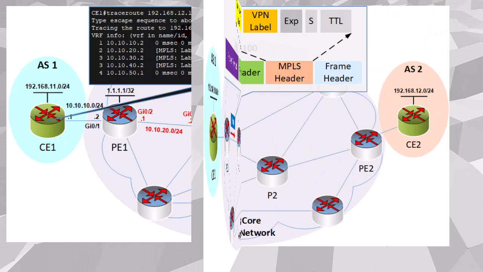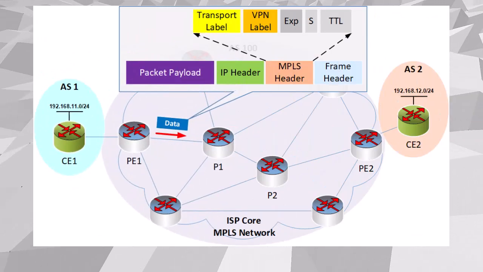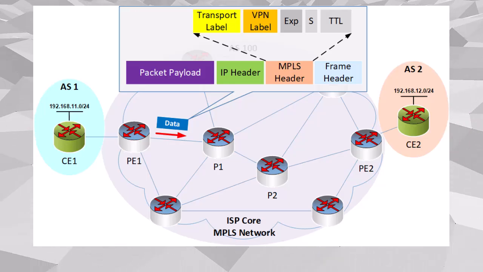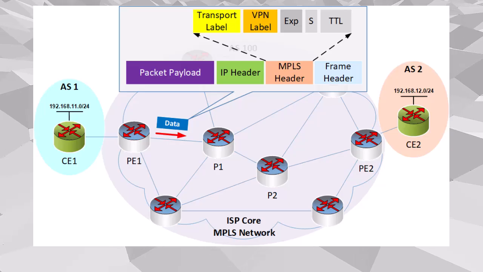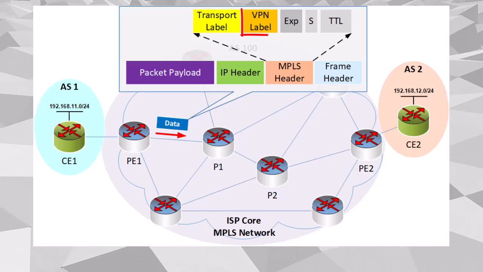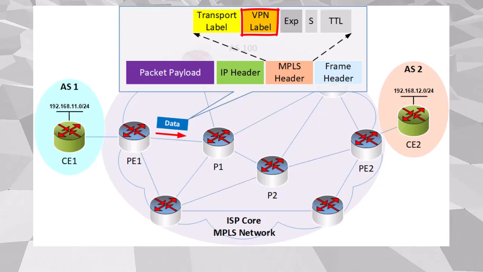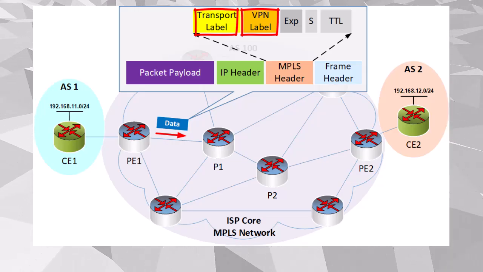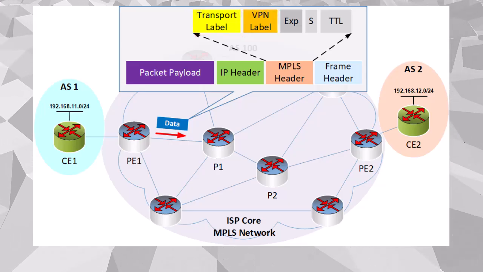Let's take a look at those VPN labels in more detail. Here we have the data packet as it leaves PE1 for the P1 router. Looking at the MPLS header, we can see those two labels, the inner label, or the VPN label, and the outer label, or the transport label. Let's see what values are assigned to these labels based on the traceroute we saw earlier.